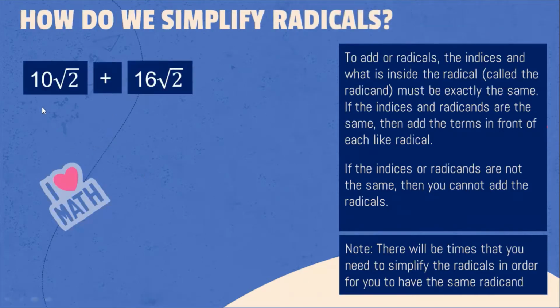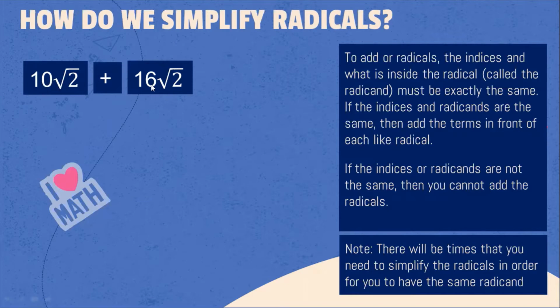Another example, 10 square root of 2 plus 16 square root of 2. As you can see, we have the same indices, that is a square root. Then we have the same radicand, which is 2. Square root of 2, square root of 2. We have the same indices and same radicands. That's why we can add the terms beside it.